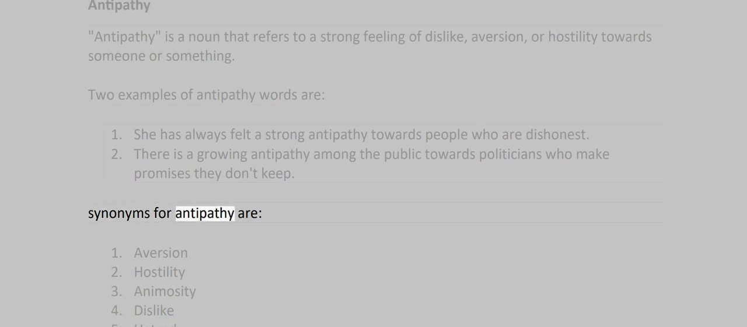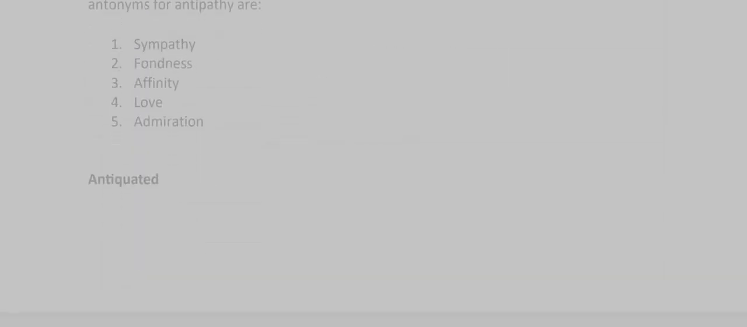Synonyms for antipathy are: 1. Aversion. 2. Hostility. 3. Animosity. 4. Dislike. 5. Hatred. Antonyms for antipathy are: 1. Sympathy. 2. Fondness. 3. Affinity. 4. Love. 5. Admiration.